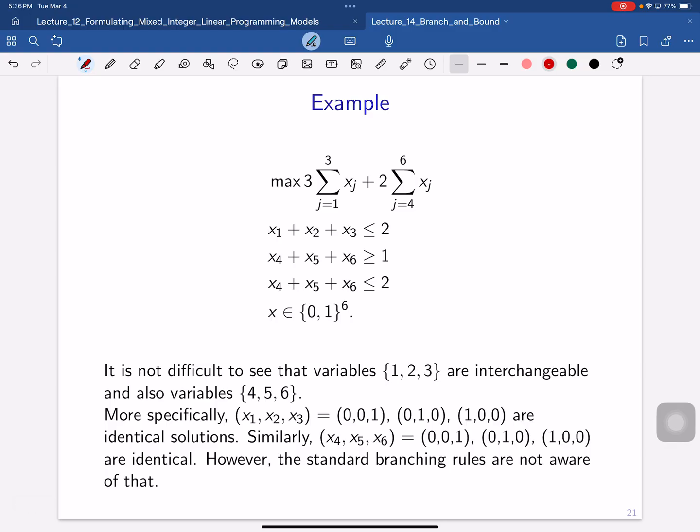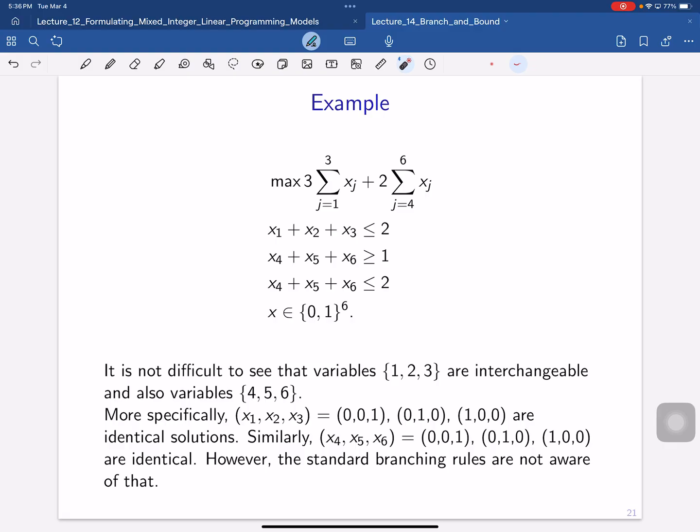Here's a very trivial example to show you the case of symmetry. You have 6 variables in this problem, x1 all the way to x6, and then you have a constraint on x1 to x3, a constraint on x4 to x6, and this is another constraint. The objective coefficients on the first three variables are the same, and on the last three variables are also the same. So it's very easy to recognize x1, x2, and x3 are interchangeable, and x4, x5, and x6 are interchangeable in this problem.